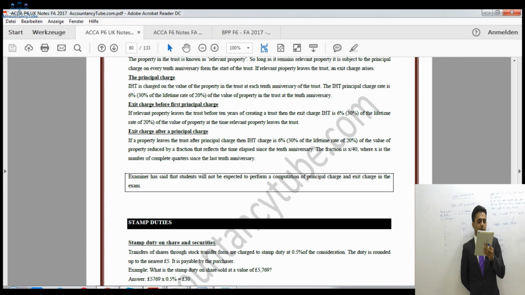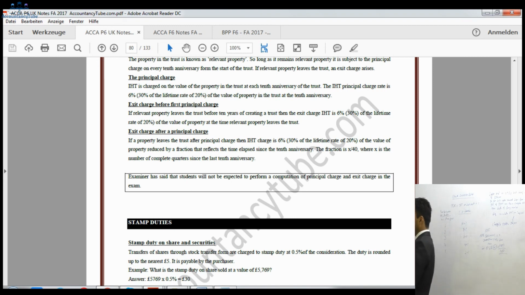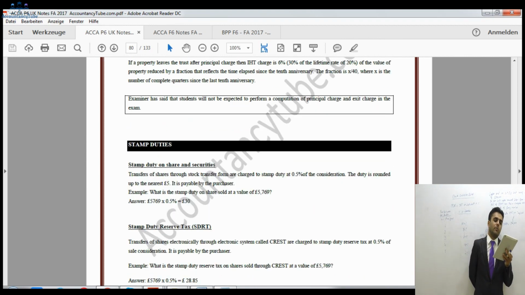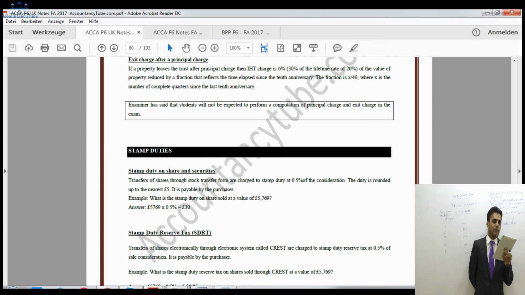Right, and after that it says the exit charge after the principal charge. So if the property leaves the trust after the principal charge, then there will be 6% applied on the value of the property. So it will be 6%, which is 30% of the lifetime rate of 20% of the value of the property, but it will be reduced by a fraction. So what is that fraction?